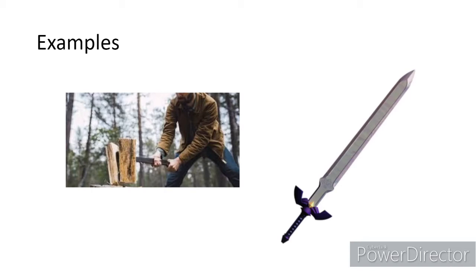Also on the right-hand side, we see a sword. A reason that we see swords in history is because swords actually decrease the area of impact that would be applied to somebody by swinging a weapon at them.